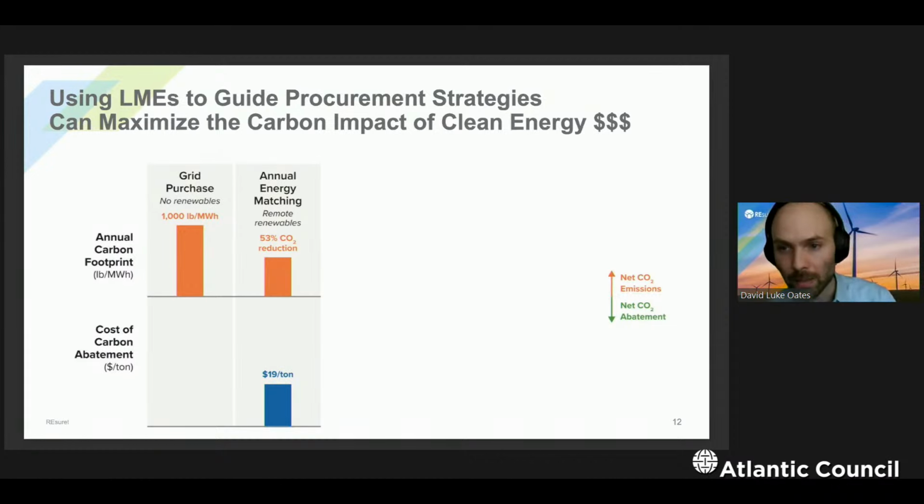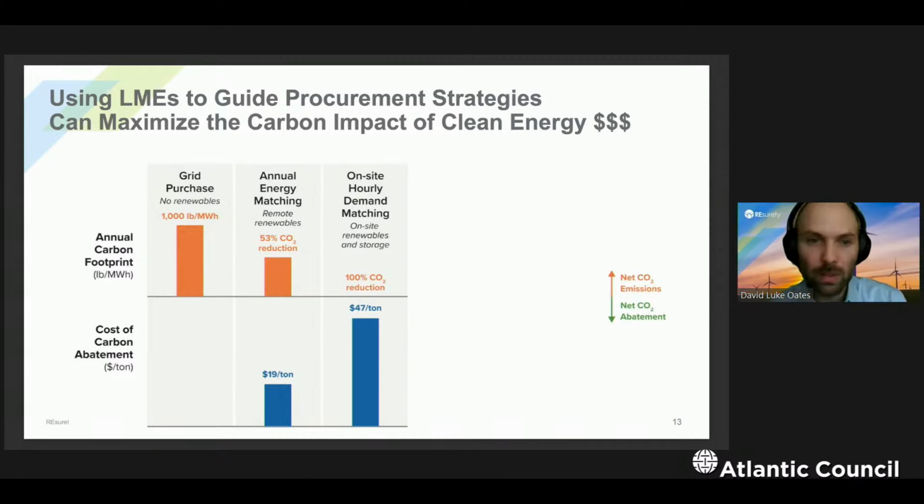So the tech company realizes, oh, we haven't achieved our carbon reduction. And so they think, well, maybe instead of doing it that way, we will instead procure clean energy on site. So we'll avoid the potential of transmission congestion and hourly timing mismatch to affect the carbon impact. So we're going to do on-site hourly demand matching. This is similar to the 24/7 concept where we try and match the clean generation with the load on an hour by hour basis. So with this strategy, we can achieve 100% CO2 reduction because we've dealt with the timing and we've dealt with the location aspect by siting the clean generation in the same location as the load.